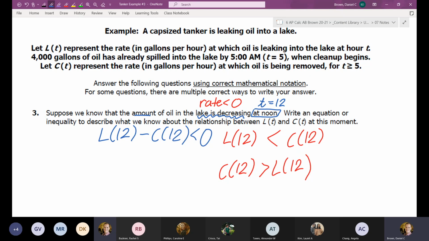Questions on that? So I just did C of 12 minus L of 2 without the... You said C of 12 minus L of 12? Yeah, so I was thinking more of just how the cleaning up is faster. That could be fine as long as your inequality worked out the same way. As long as it worked out that C was the bigger one, then it would be fine. So that could also work.